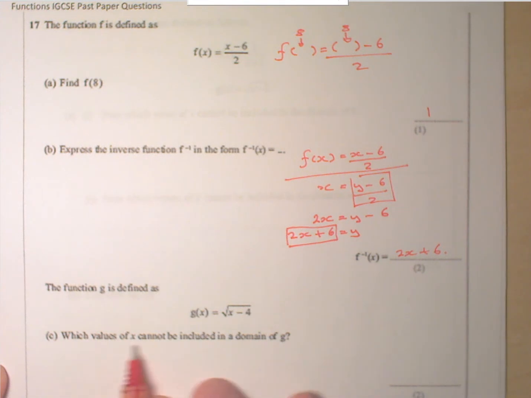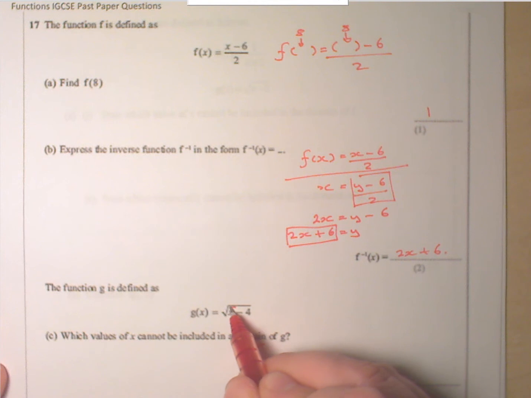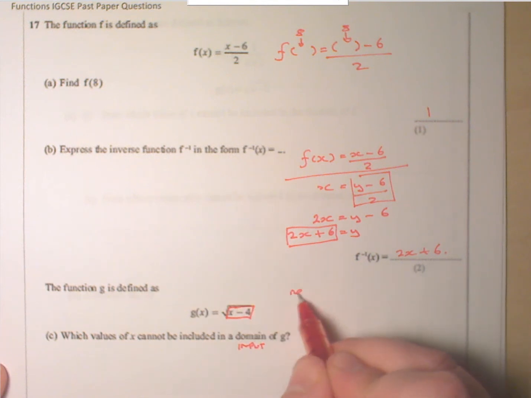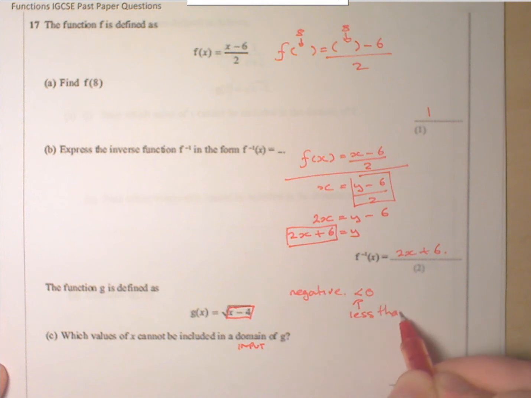Okay, there's another function here. What input numbers are you not allowed to put in this? Two things will cause a math error on your calculator. One is dividing by 0, one is square rooting a negative. Basically this bit here is not allowed to be negative. If it's less than 0, which means that that red box must not be less than 0, which means that x must not be less than 4.